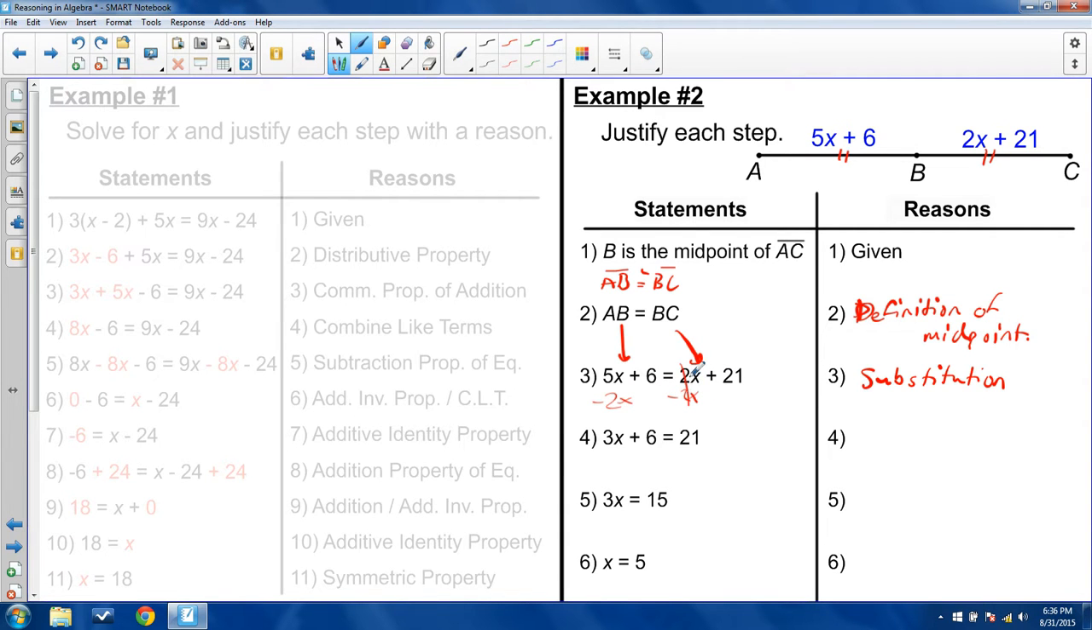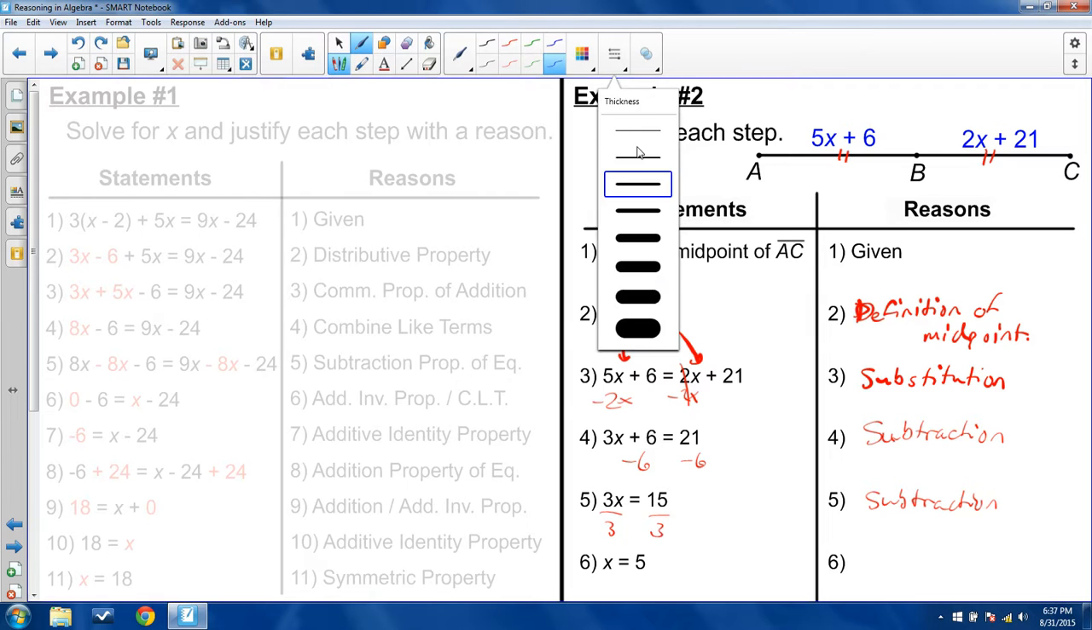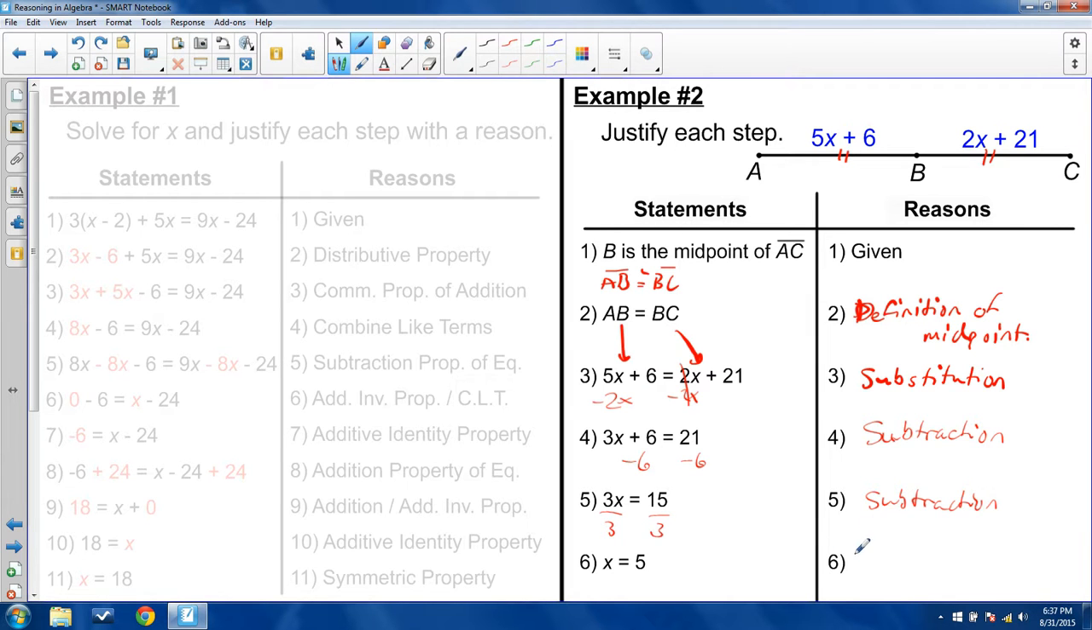And again, I'm not saying additive inverses here. I just want to say that I'm subtracting, right? This subtraction that's taking place. Subtraction property of equality, actually. 5x minus 2x gives you 3x. And I'm going to do it one more time when I subtract 6 from both sides. That, once again, is the subtraction property of equality. Okay, and then the last one is I'm dividing by 3 on both sides. And I get my final answer, which is my concluding statement that x equals 5, and that was the division property of equality.